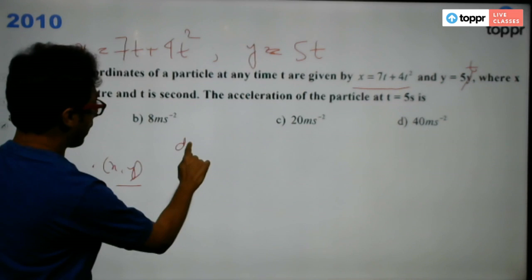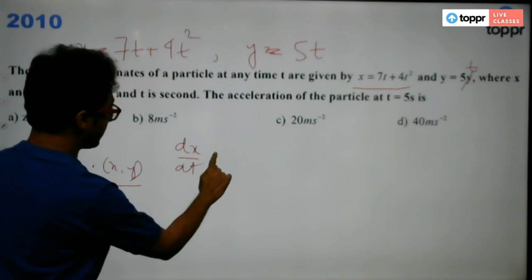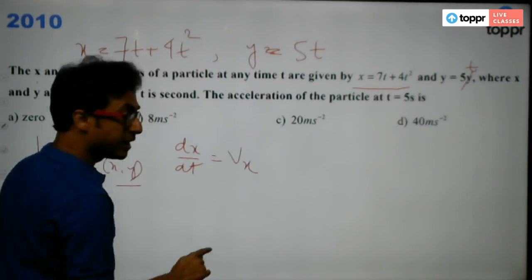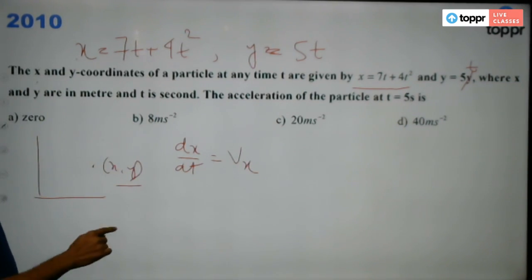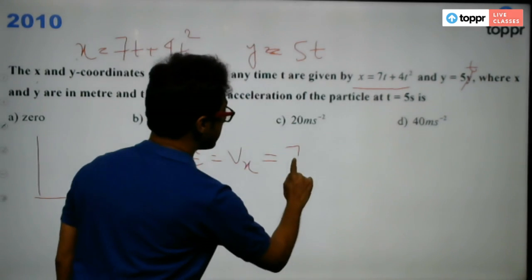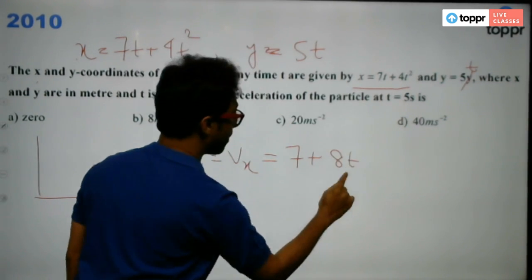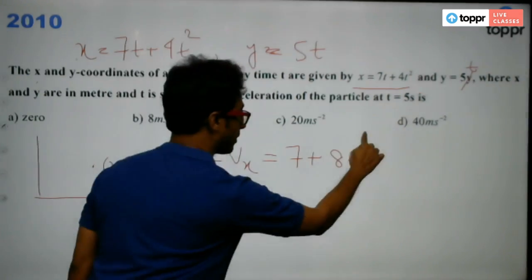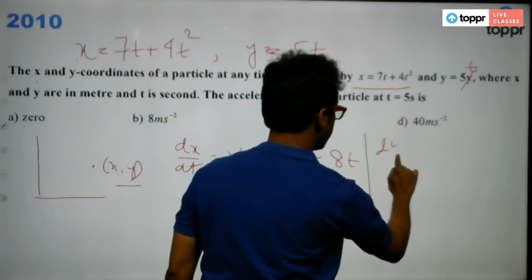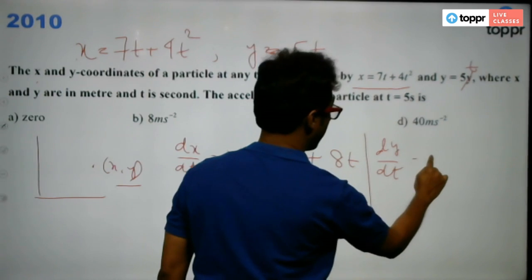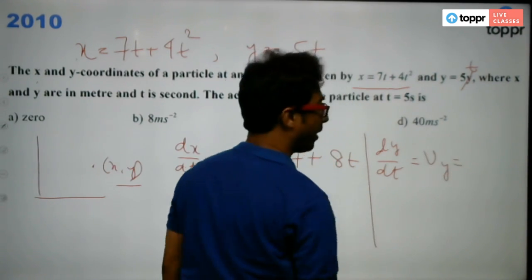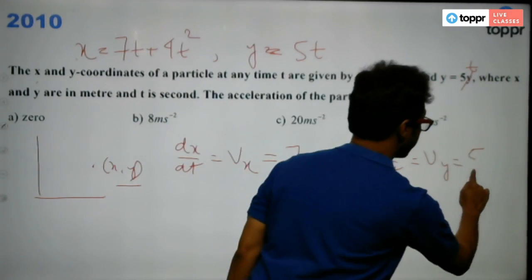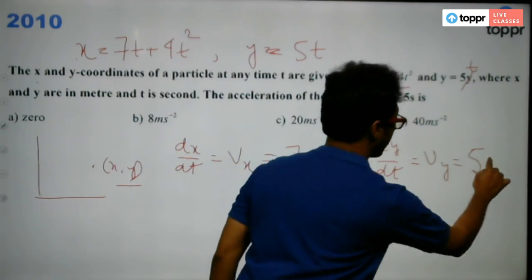So if we do dx/dt, this is nothing but the velocity of the particle in the x direction, which is 7 plus 8t, clear? And if we do dy/dt, that is v in the y direction, it is nothing but 5. This is constant, very interesting.